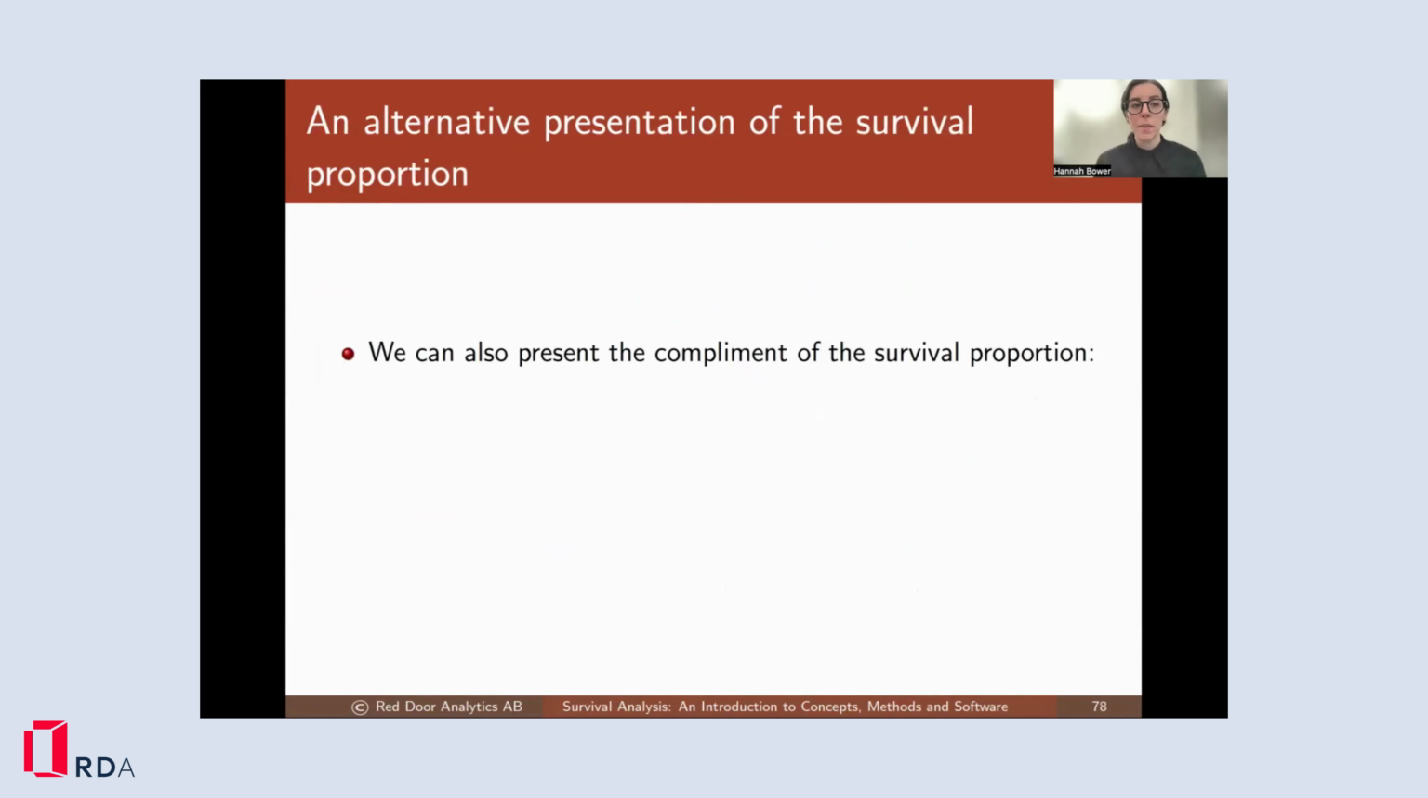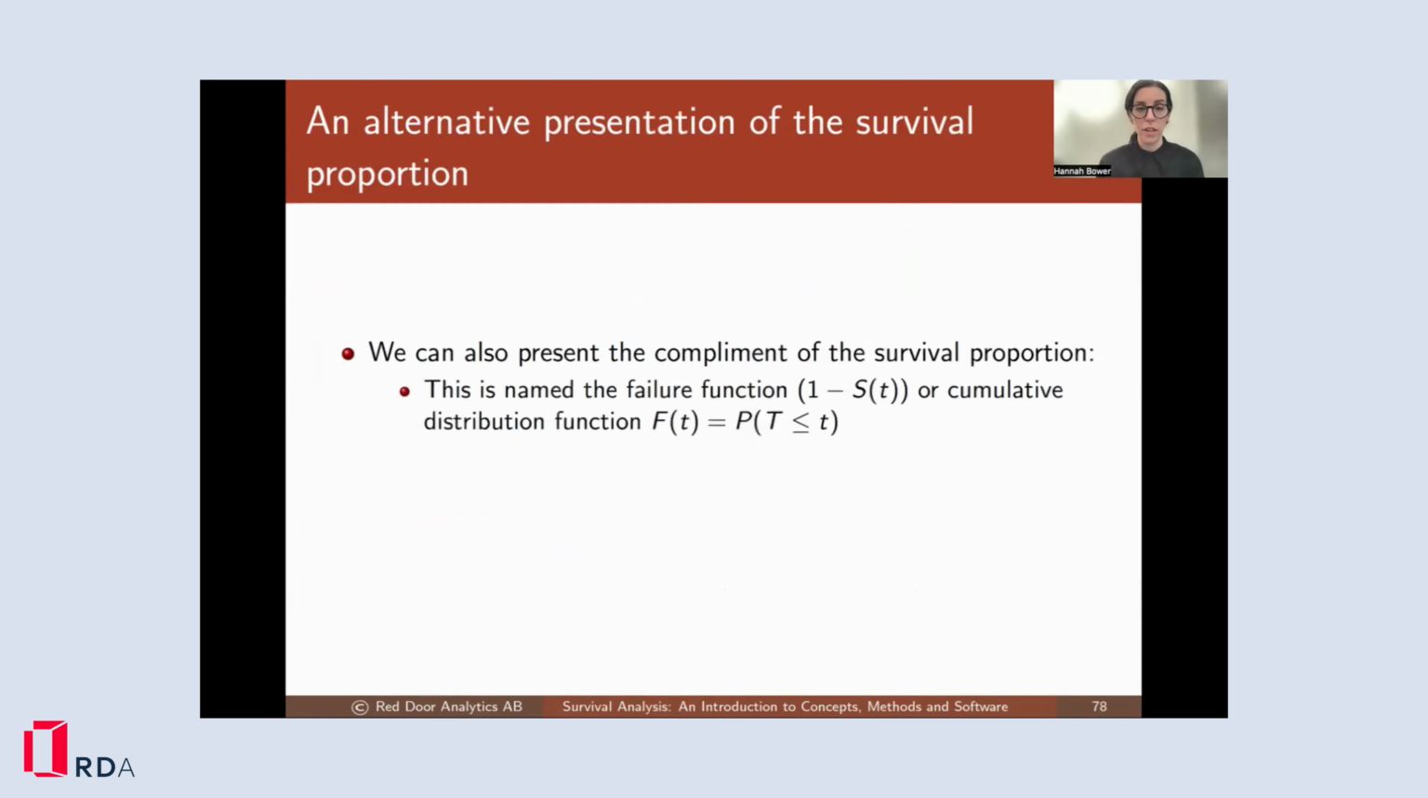So one other way to present the survival proportion is to present the complement of the survival proportion, which is called the failure function. So it's just 1 minus the probability of survival, or it could be the cumulative distribution function. This denotes the probability of the event by time t and not the survival of the event.